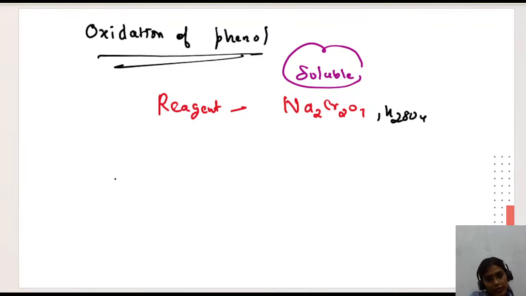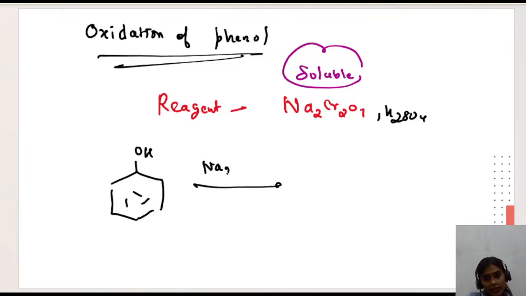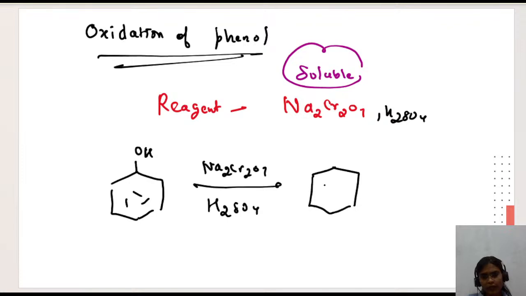So what we are getting is that if you have phenol and you use the reagent Na2Cr2O7, these are memory-type questions, so you have to just remember the reaction. It's a little bit important. We get a compound where both positions have oxygen.